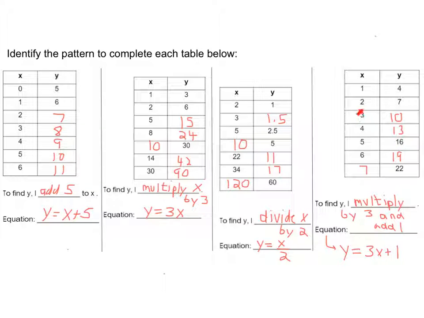3 times 3 is 9, plus 1 is 10. 4 times 3 is 12, plus 1 is 13. 5 times 3 is 15, plus 1 is 16. So that gives us this equation here. If you have trouble getting that, not a problem. That's a pretty tricky one. All right, let's turn to the next page.